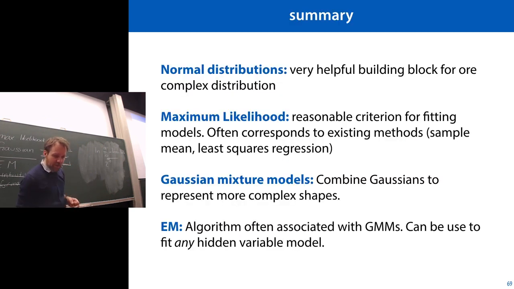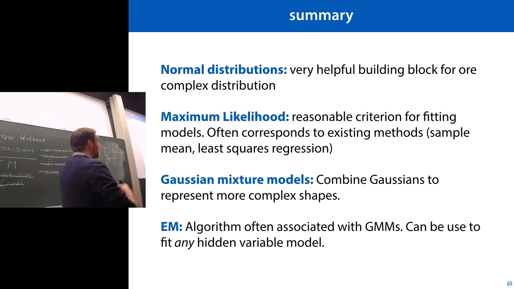Just a summary for today. We talked about normal distributions, which have a very intimidating formulaic description, but they're actually very useful building blocks that are used a lot in machine learning. Maximum likelihood fitting is a reasonable criterion. There are a lot of things to complain about, but it's a very reasonable criterion for finding a single best model to fit to your data. And it usually ends up, when you do all this mathematics, that you just end up with the sample mean or the sample standard deviation.